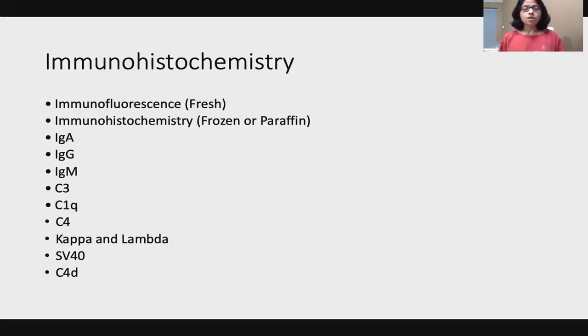The next bit that is used is immunohistochemistry. So again, sections are cut, and as a routine for native kidney biopsies, immunoglobulins like IgM, IgA, IgG are performed, and complement stains such as C1q, C3, C4 are performed for every case along with kappa and lambda light chains. For transplant biopsies, we also do other stains like C4d and polyoma virus stain SV40.